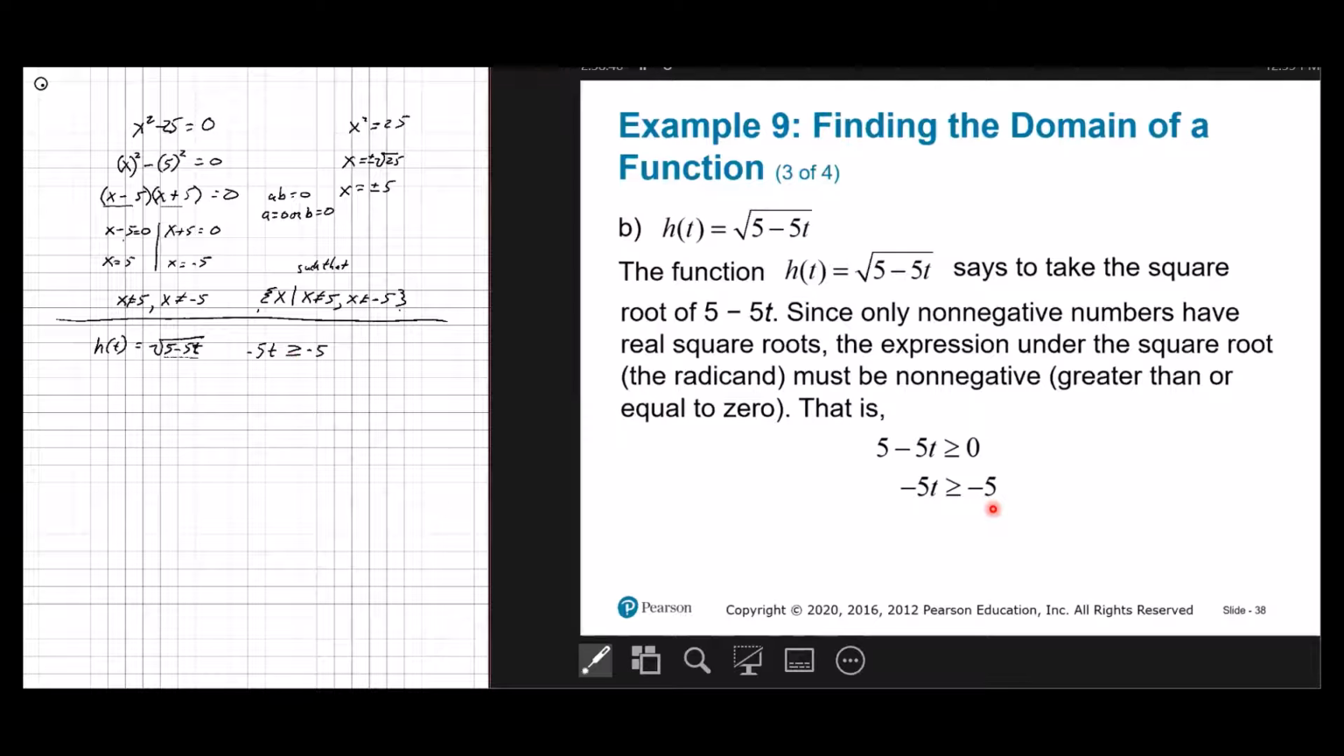Divide by negative 5. So I'm going to divide the left-hand side and the right-hand side by a negative 5 because I want a positive t down here. But what happens when you divide by a negative? When you divide an inequality by a negative, what happens to the inequality? The symbol switches. When you multiply or divide by a negative number, all your signs change, including the inequality sign. So it went from greater than to less than. So now t has to be less than 1 or equal to it.